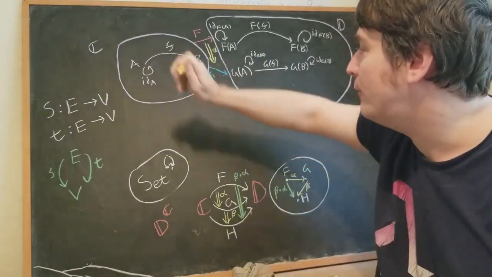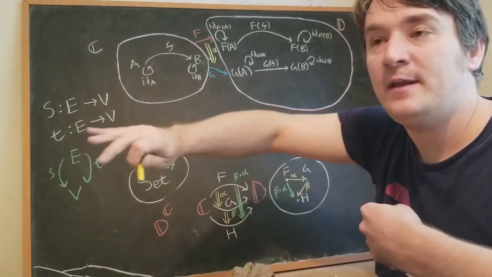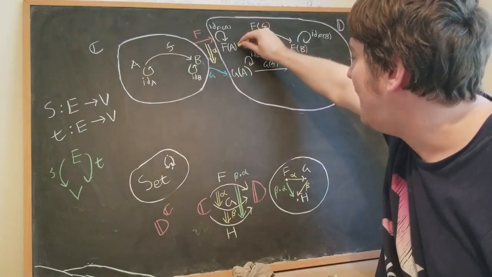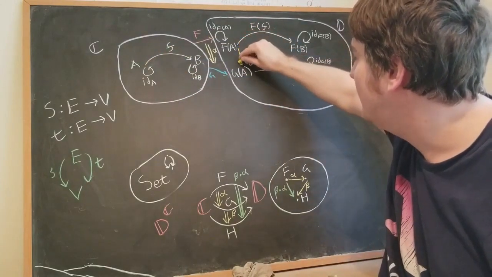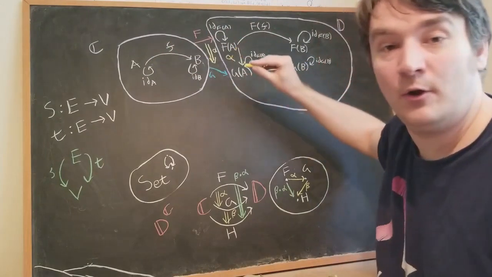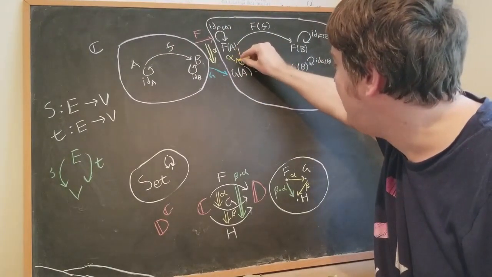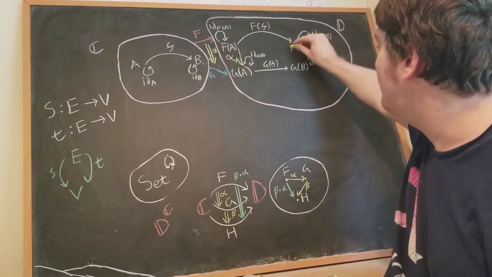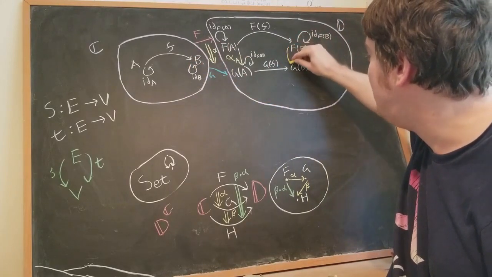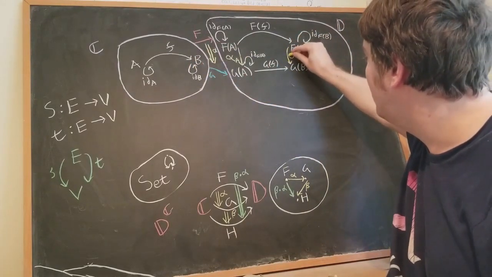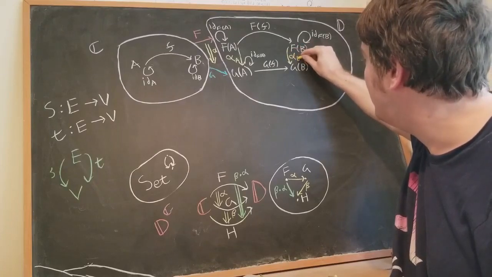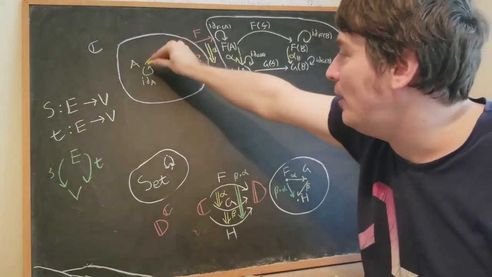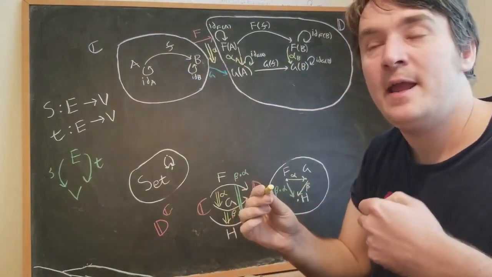It has a component for every object in the category C. And the component associated with A will be an arrow from F of A to G of A. So we can call this alpha of A. And the Bth component will go from F of B to G of B. So there's alpha of B. And there'll be one arrow like that for every object of category C.